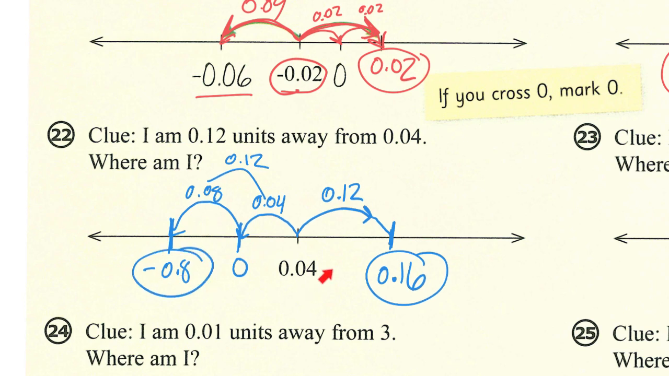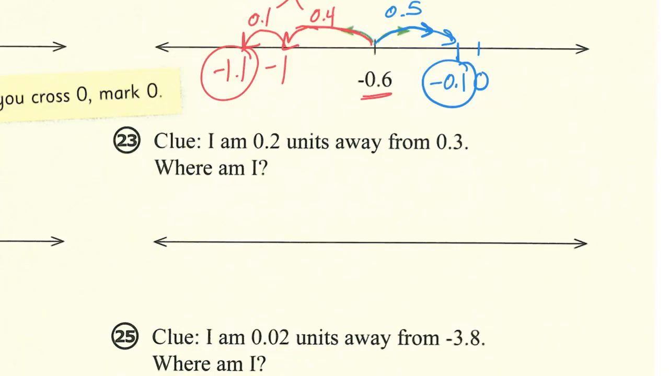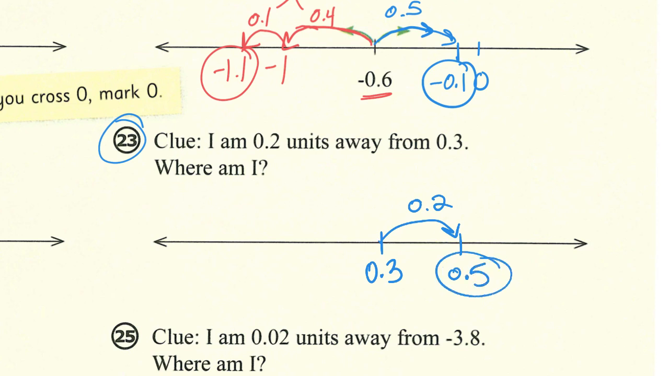And remember, as you do this, you don't have to really worry about doing it to scale perfectly on the number line, but just marking things along the way can really be helpful. In number 23, I could go 0.2 units this way. From 0.3, that would put me at 0.5. If I went 0.2 units the other way, that would put me at 0.1.